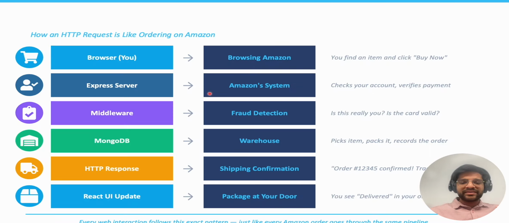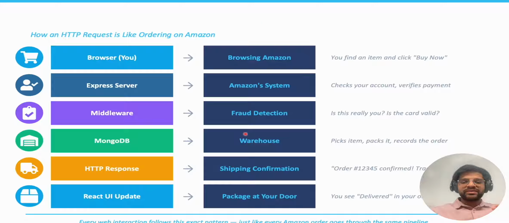The Express server can be treated as the Amazon system on the back end. When your order comes in, it checks whether it's your account, whether you're logged in, whether your shipping address is valid, whether a payment is set up. The middleware can be like Amazon's fraud detection. Before it processes your order, it asks if it's really you. It tries to see if your credit card details are correct, if you are making a valid purchase, your card expiry, and other important authorizations.